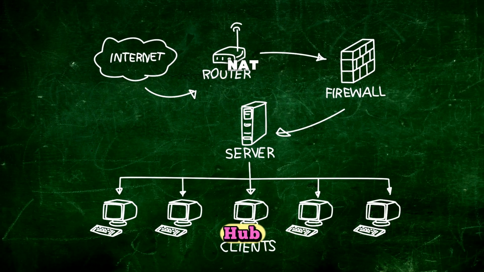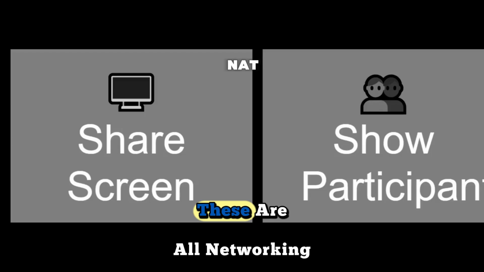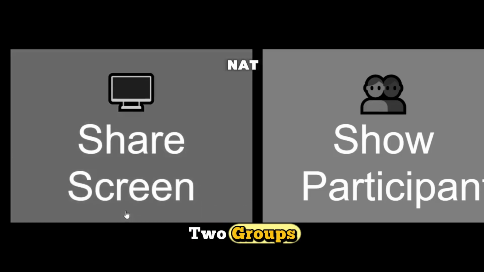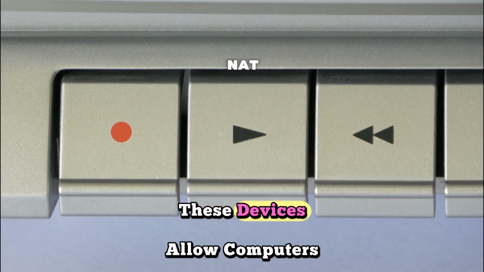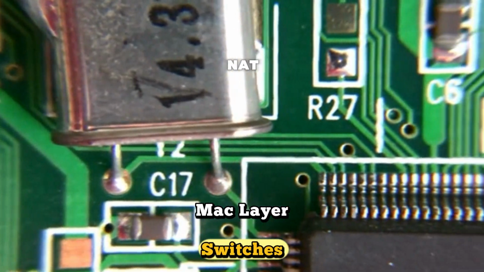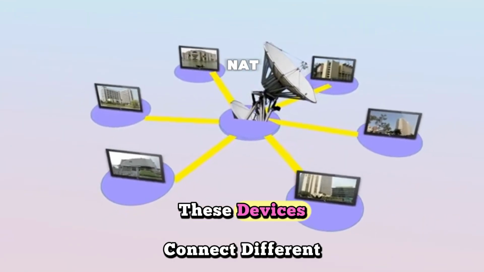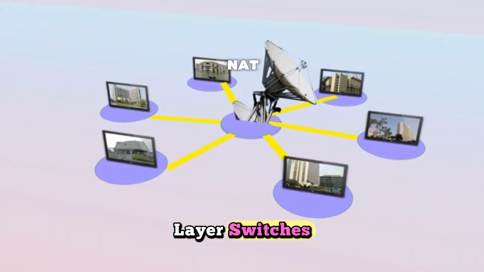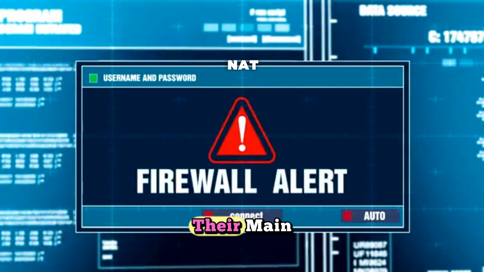First off, we have hub, switch, router, bridge, repeater, modem, and firewall. These are all networking devices, but they are not created equal. Let's put them into two groups. On the left side, we have hub, switch, and bridge. These devices allow computers to connect to each other. They are called multi-access or MAC layer switches. On the right side, we have routers, repeaters, and firewalls. These devices connect different networks together. They are called multi-protocol or network layer switches. To be fair, firewalls can also act as a multi-access switch, but that is not their main function.